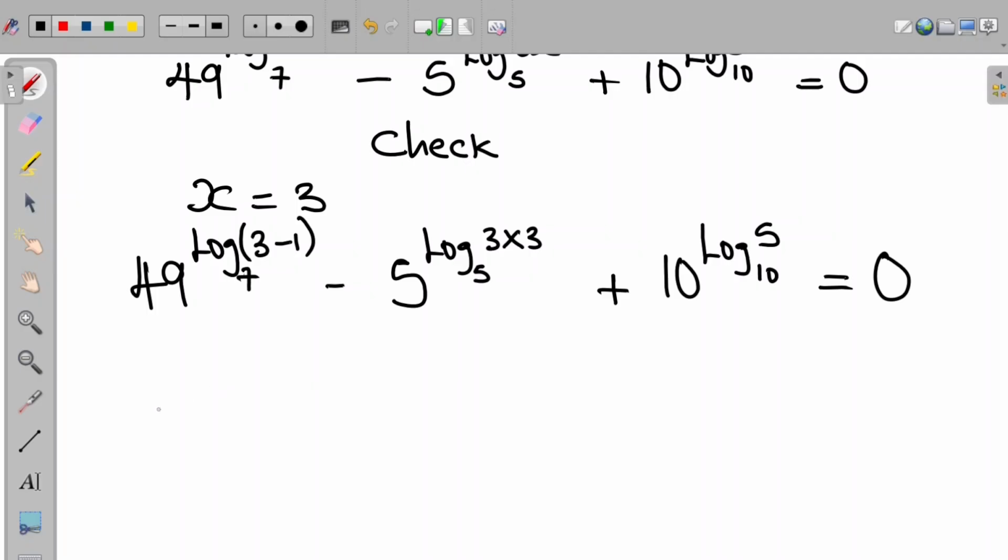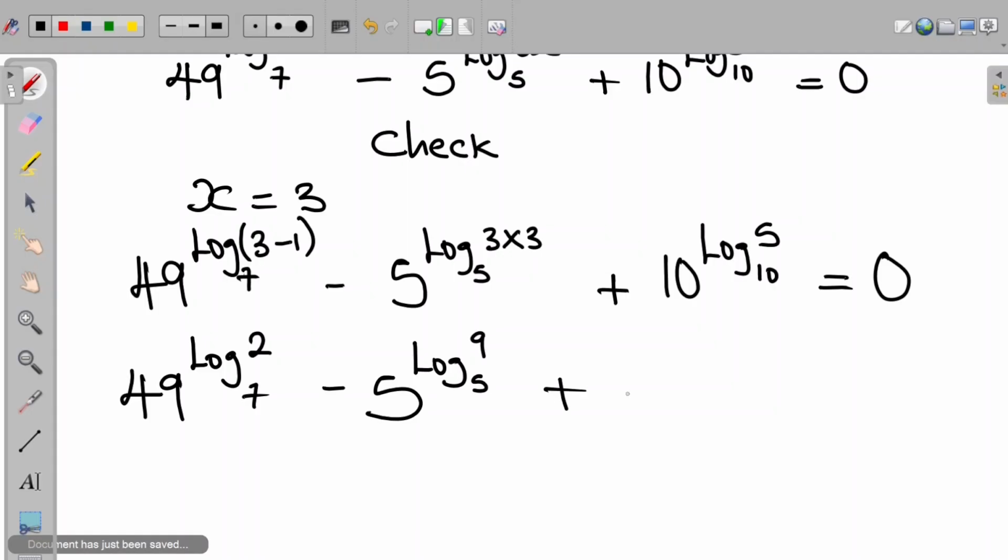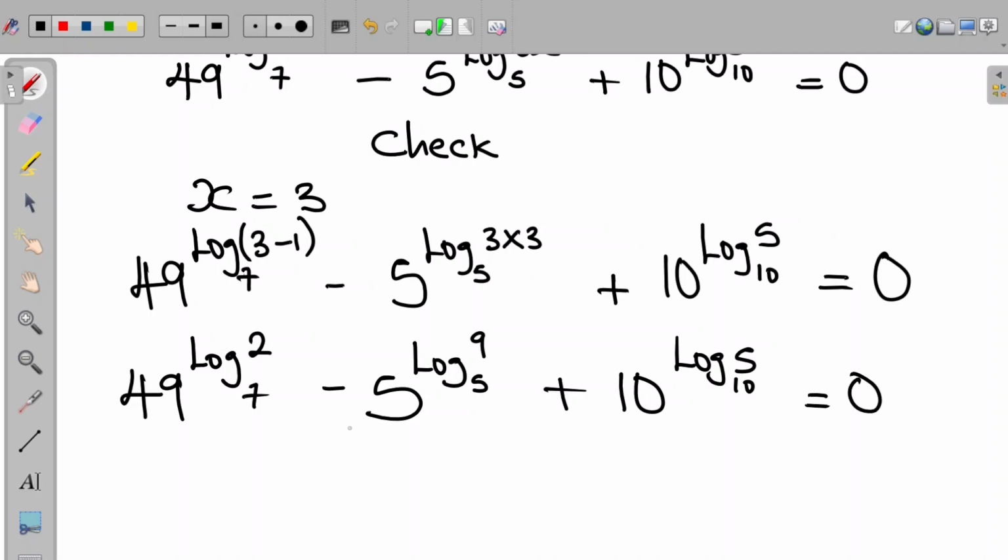So now we have that this becomes 49 raised to the power of log 3 minus 1, which is 2, in base 7, minus 5 raised to the power of log 3 times 3, which is 9, in base 5, plus 10 raised to the power of log 5 to base 10, equal to 0.